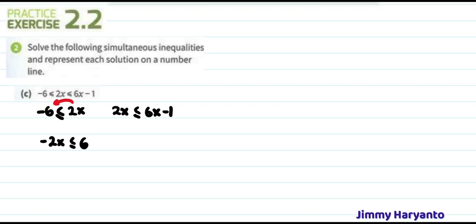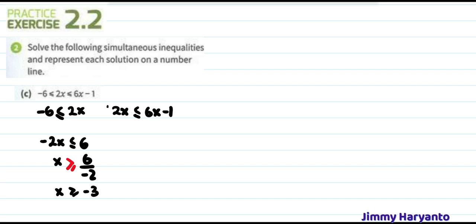This is 6, yeah. Okay, actually you can move the 2 into the left hand side. It will become divide, but you have to read it from the right side later, yeah. If you do it like this, you don't have to read from the right side later. So 6 divided by negative 2 is negative 3, but you have to change the sign because you do the division of negative numbers. So x is greater than negative 3.